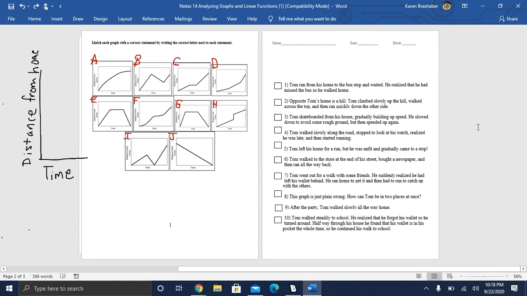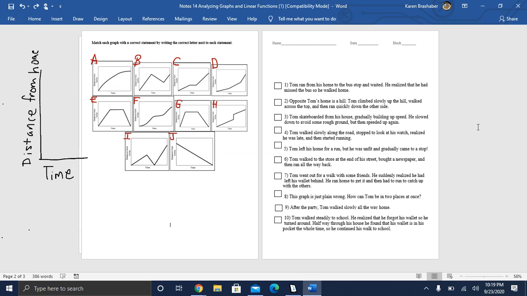Continue on with the back side of your notes. I went ahead and split this so that I could have all of it on the screen at once, but that did make the graphs a little bit small. I wanted to emphasize that the up and down axis on every graph represents the distance from home that's being described in these problems, and the axis going across, or the horizontal axis, represents time.